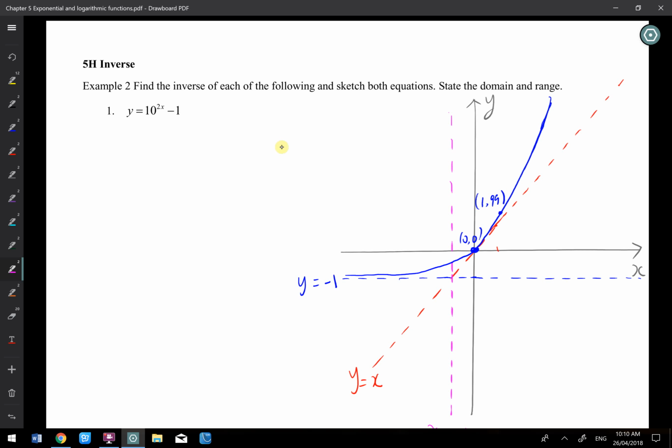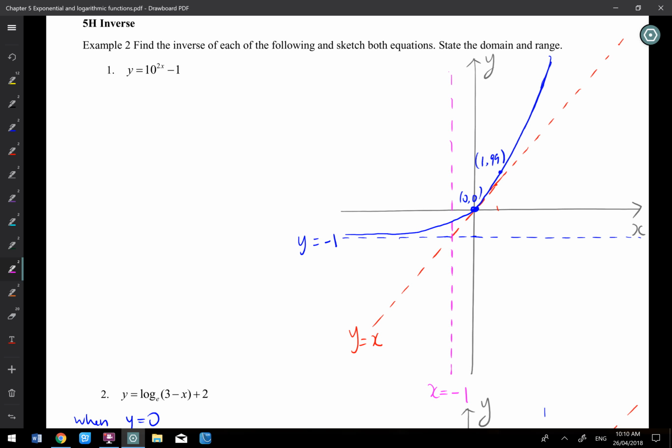When we deal with inverse questions, we know this one, see the blue graph. y equals -1 will be the horizontal asymptote. And then on the inverse, x equals -1 must be the asymptote. If you have a horizontal asymptote, you must have a vertical asymptote on the inverse function. So we have the pink asymptote, x equals -1, for the inverse. Also y equals -1, x equals -1.